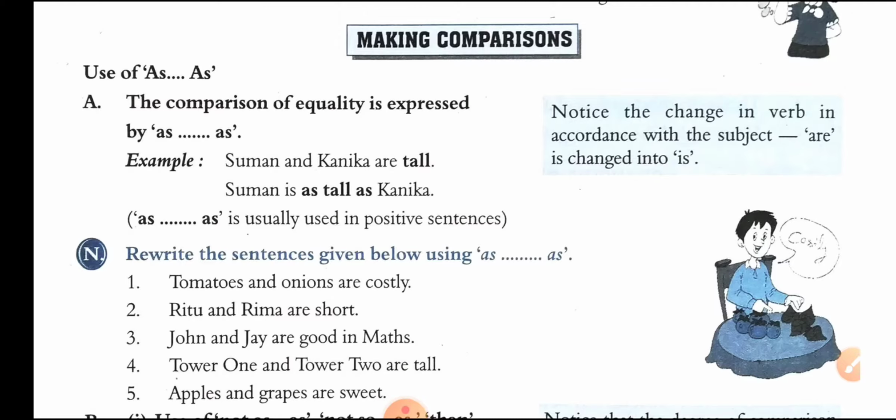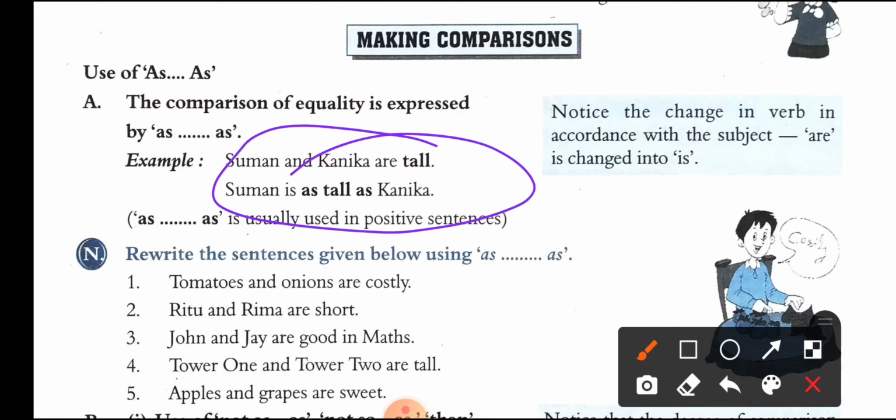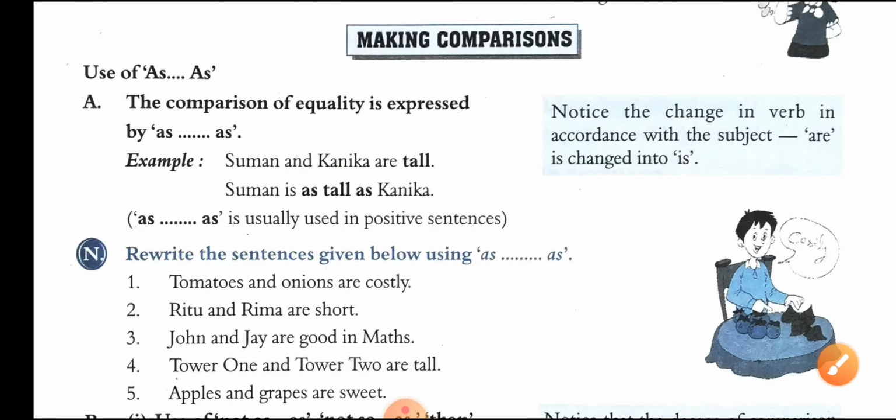Suman and Kanika are tall. It means Suman is as tall as Kanika, right? And as and as is usually used in positive sentences. This we have already done. Now notice the change in the verb in accordance with the subject: are is changed into is. Like Suman and Kanika are tall, but here it is is, because we are talking one by one. So this you have to keep in mind.